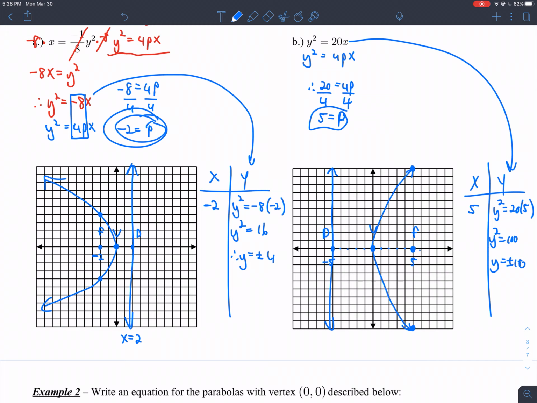Okay, so there's that. And remember, you should be able to write the equation for this too. I have to keep saying that. X equals negative 5, right, for the directrix. Okay, so that's how you graph these guys.